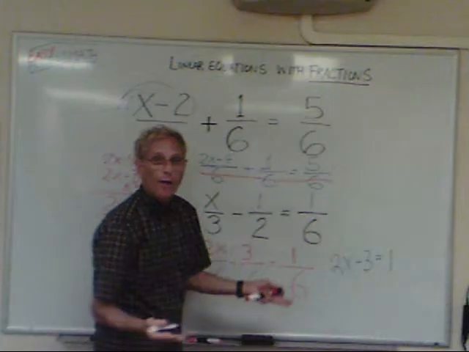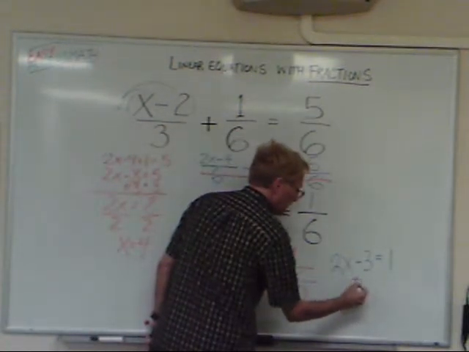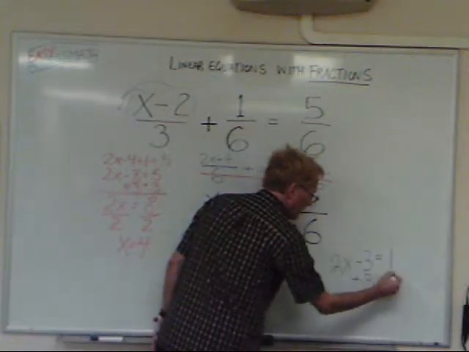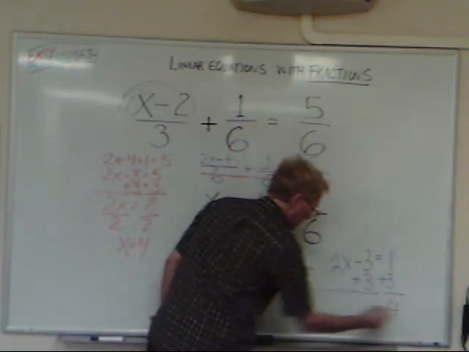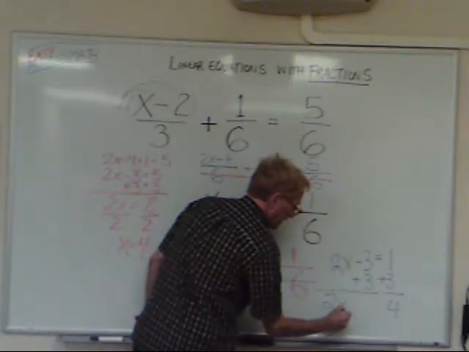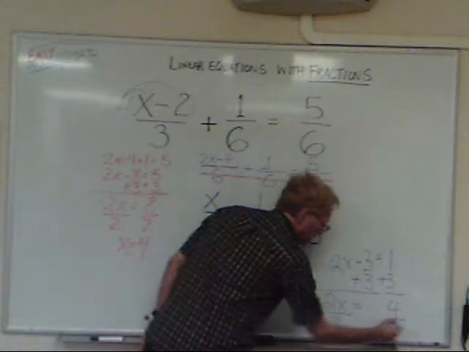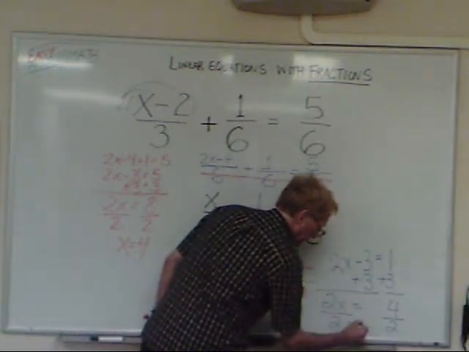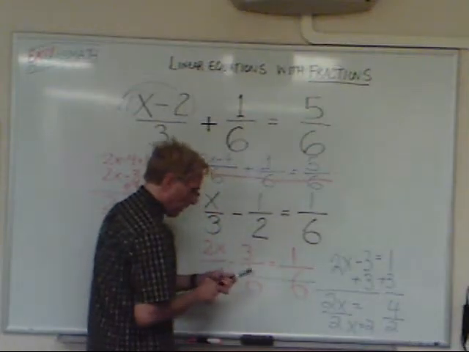And I can just solve that now. Cross out the denominators because they're all the same. Add 3 to both sides. I get 2x equals 4. Divide by 2. X equals 2. And that would be my answer.